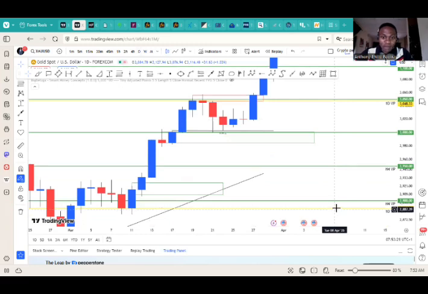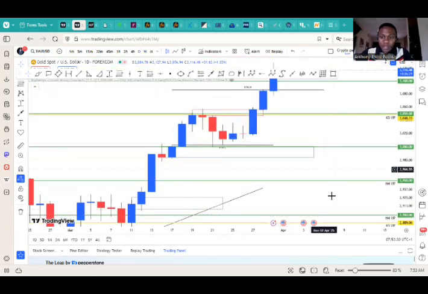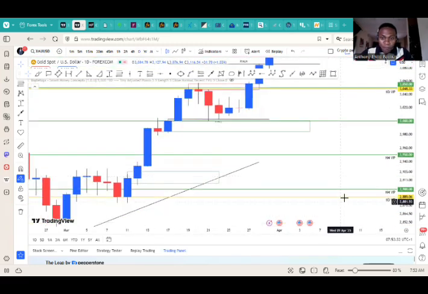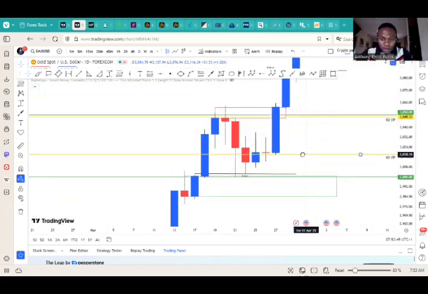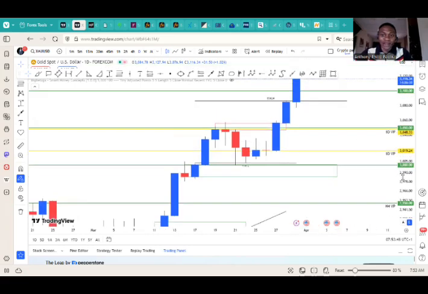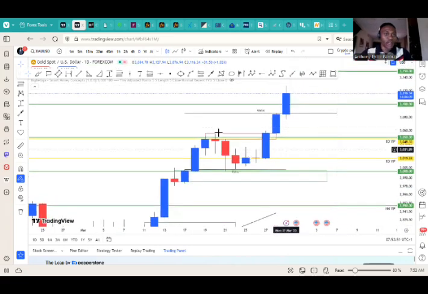The daily demand zone is going to be this last red candle that looks like a doji over here. That's the daily demand zone, because after that candle there was a massive rally on XAUUSD.